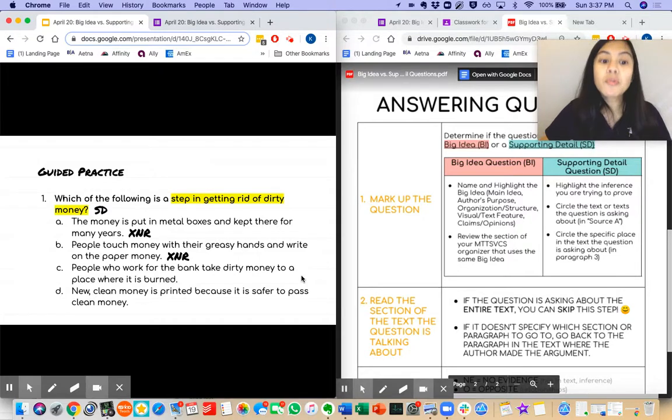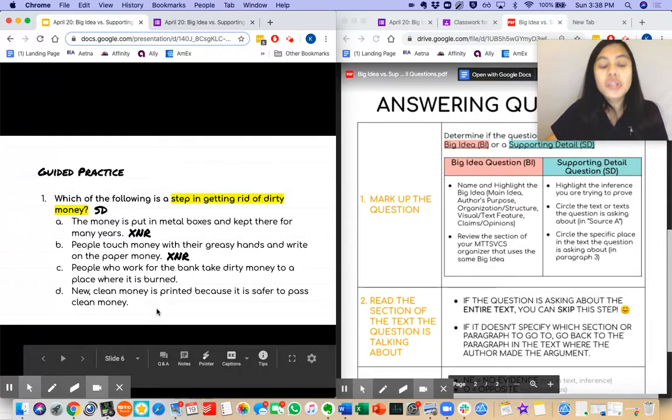C. People who work for the bank take dirty money to a place where it is burned. This is telling me what's happening to that dirty money. It's going to a place where it is burned, and we get rid of it that way. This sounds right, but remember, we need to check letter D.